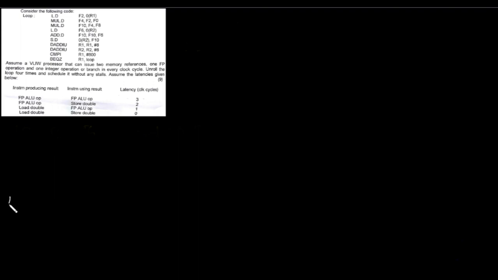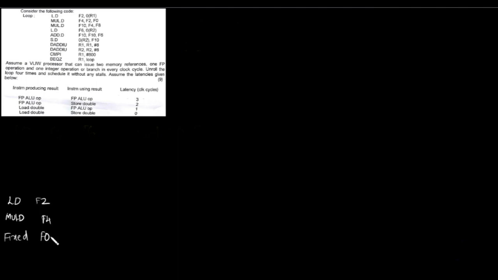So the first instruction is LD. I'm going to write only the destination register, that is, after the operation is completed, in which register the value will be written. So LD will be writing it in F2, and my multiply is reading from F2, which is already here, and F0 is fixed, so we have to note that one also, so that we don't use it while unrolling. So fixed is F0, and the multiply is writing it in F4.